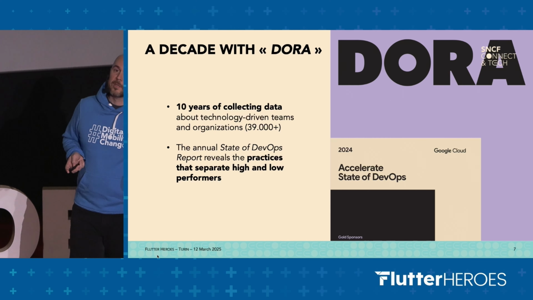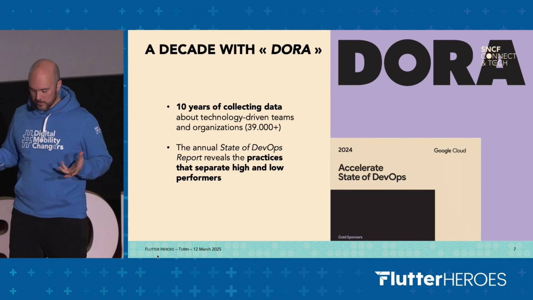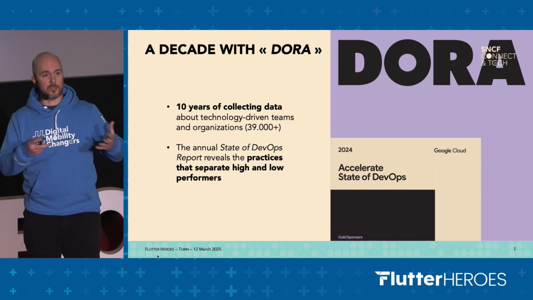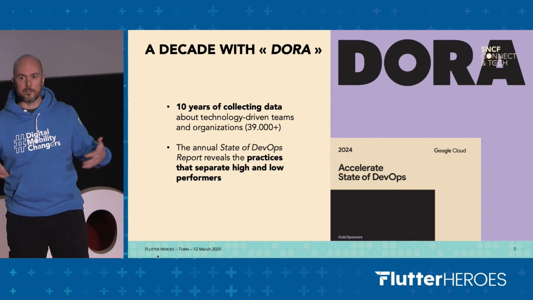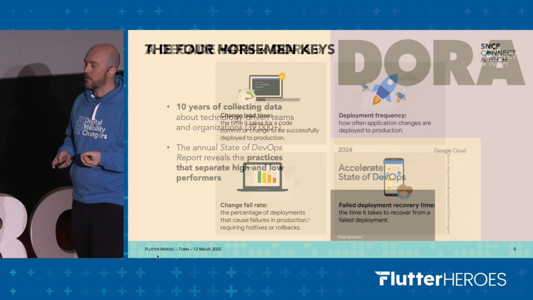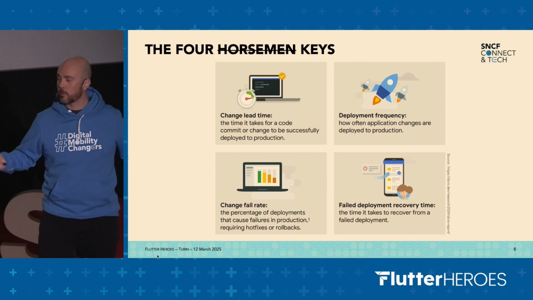And what have we learned? The practices that make the difference. We have learned that there's a strong correlation between their success, their business performance, and the performance of their delivery, the way they deliver. In particular, 4 metrics. I'm sure you know them. They are called the DORA metrics.